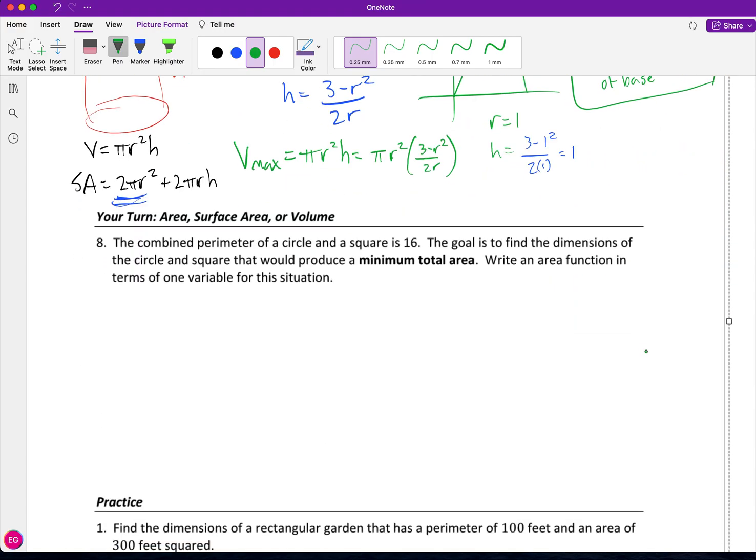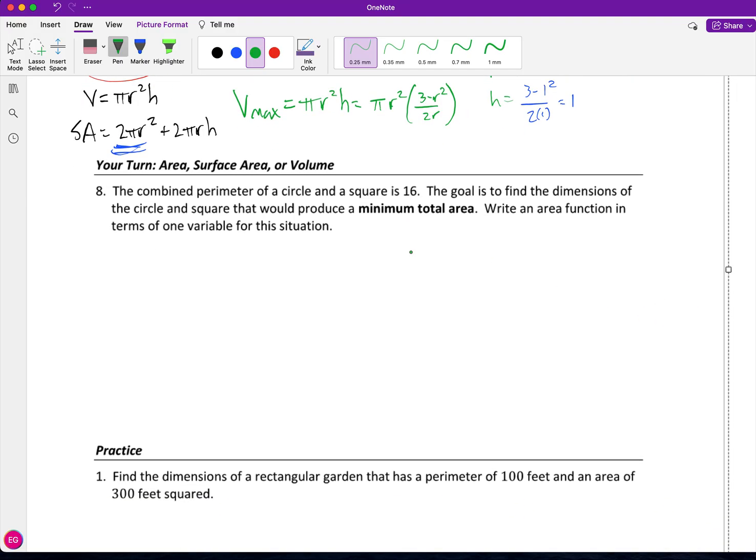This is the last one that you got going on here, but I'm going to read it to you first because this one's a little bit different. So it says the combined perimeter of a circle and a square is 16. People tend to just lose that part when they're doing this one. So the perimeter of a circle, aka circumference, added to a square, is going to equal 16. And then what we want to do is find what the total minimum area would be of the circle and the square. So pause the video, see if you can figure this one out, and then I will be here when you are ready.